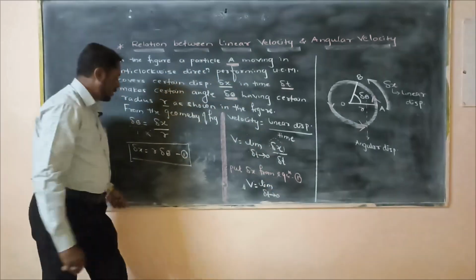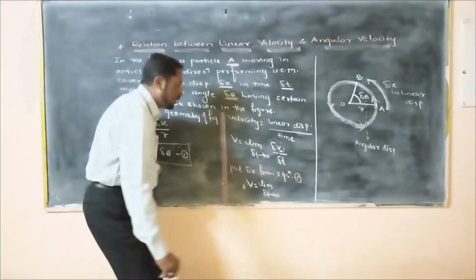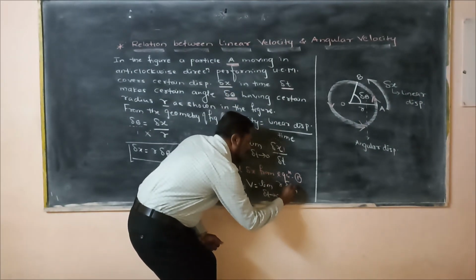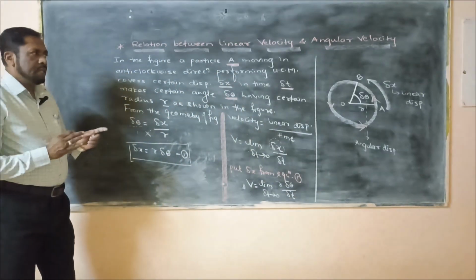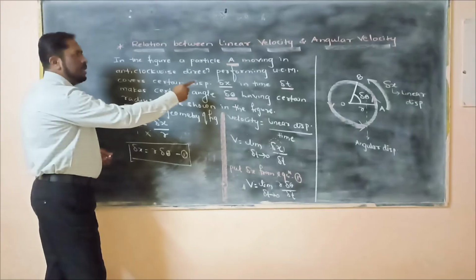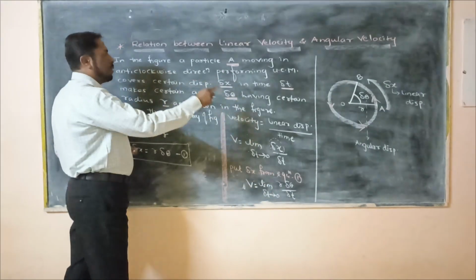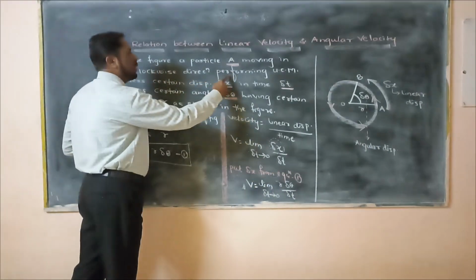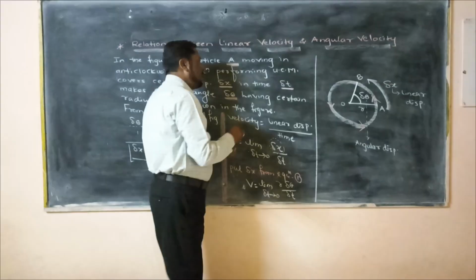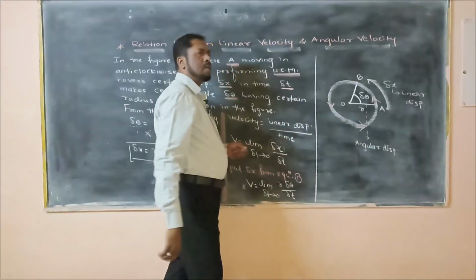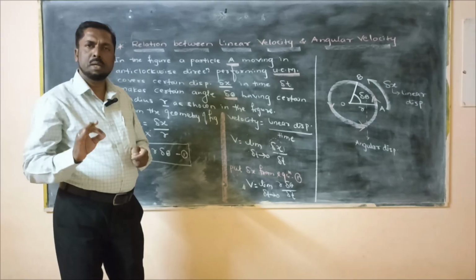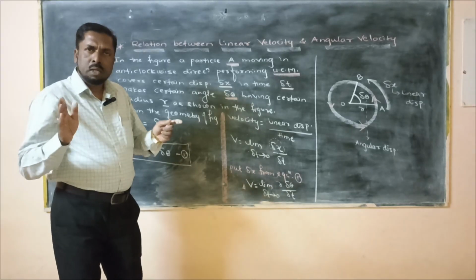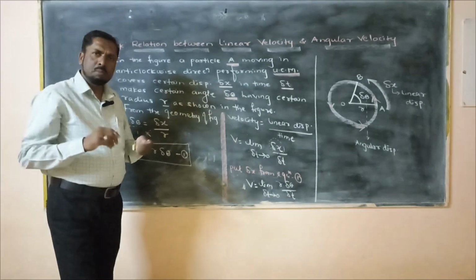What is the value of delta x? It is r delta theta. Okay, it is r delta theta upon delta t as it is. The important point that we have already written here is that the particle is moving in anti-clockwise direction, performing uniform circular motion, in which the speed remains constant. Okay, and the radius also remains constant.